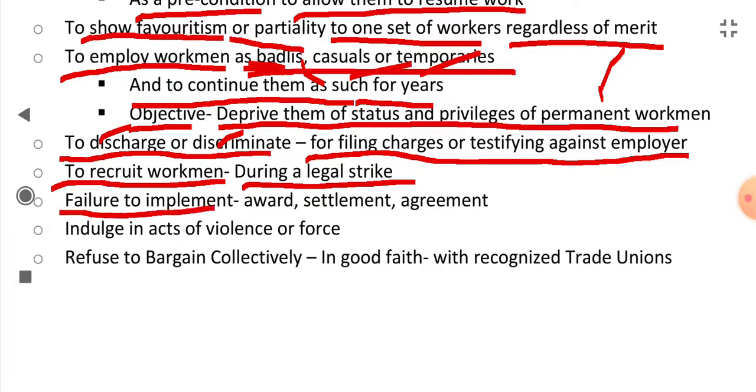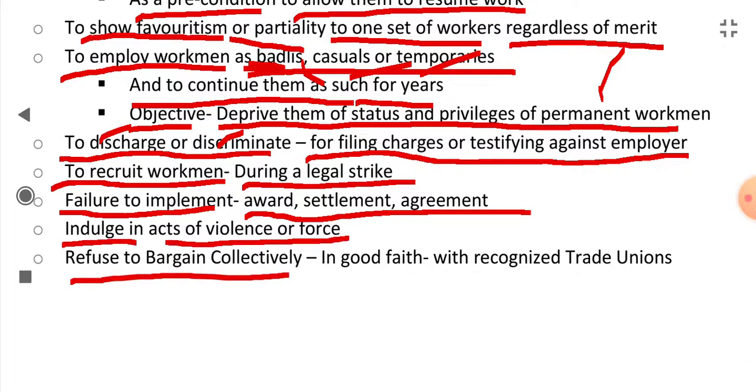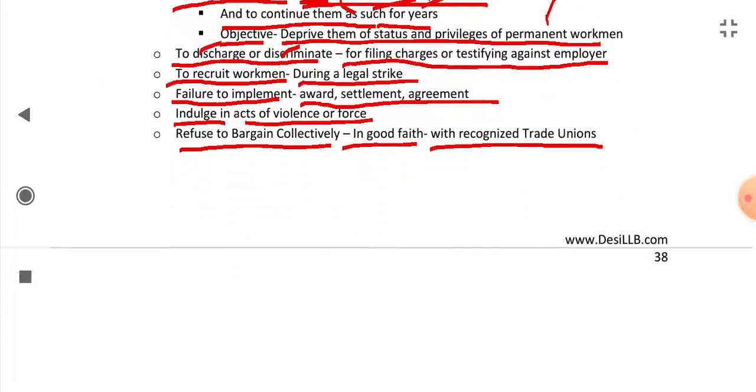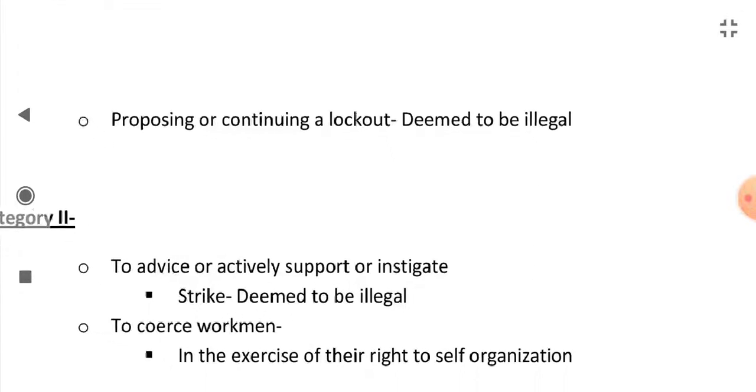Failure to implement award, settlement, or agreement. If there is any award or decision of a labor court or settlement or agreement done by any board or conciliation officer, and the failure to implement it comes under unfair labor practice. To indulge in acts of violence or force, refuse to bargain collectively in good faith with recognized trade unions, all these come under unfair labor practices.